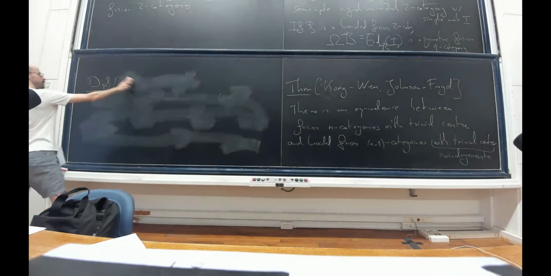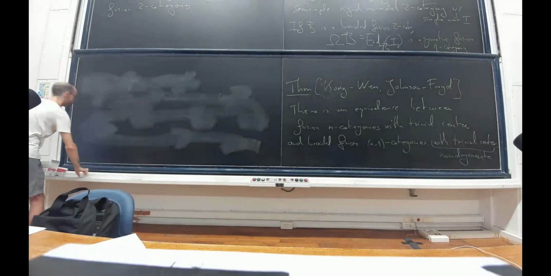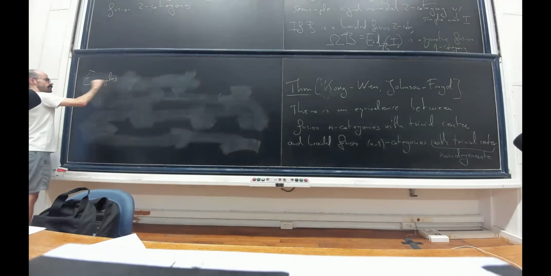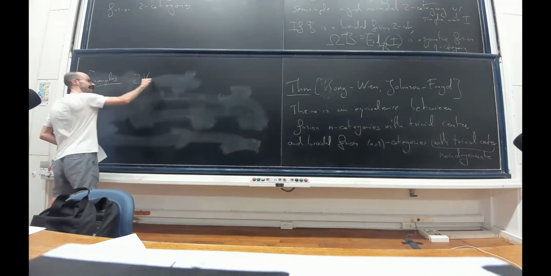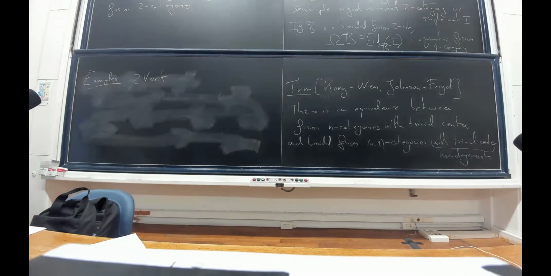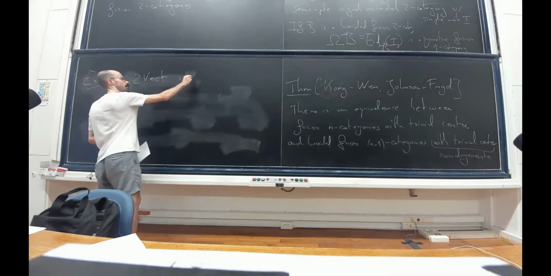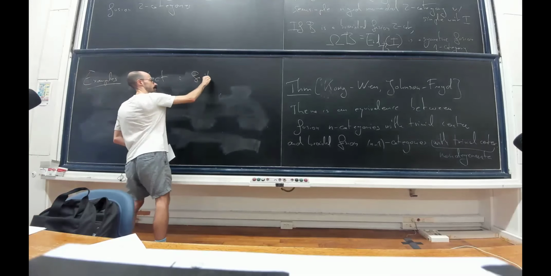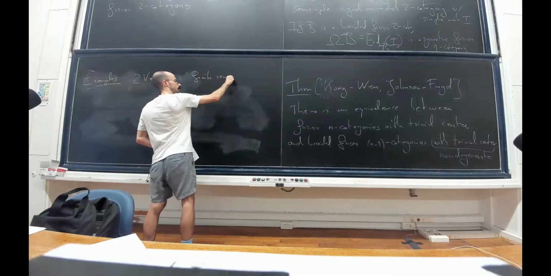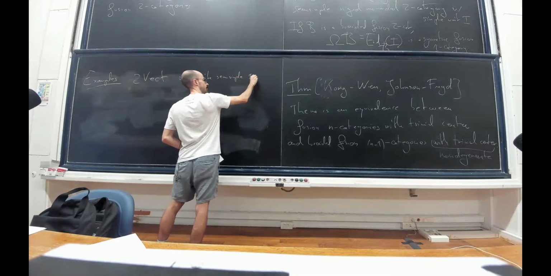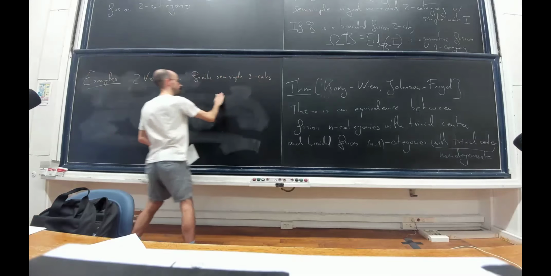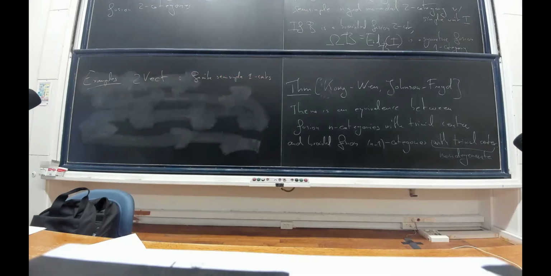Okay, we're going to come back to this, but just before that, I do want to give you some examples. Again, for the sake of time, unfortunately, I'm not going to be able to do too many examples, but there is a trivial example. Here, 2Vect, 2 vector spaces, and as we all know, this is the 2 category of finite semisimple 1 categories. This is the trivial thing.